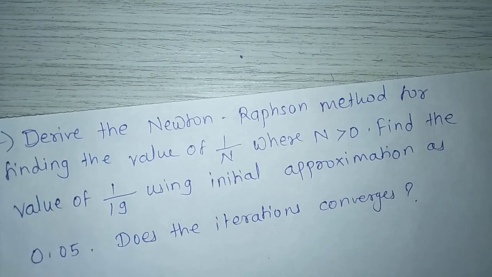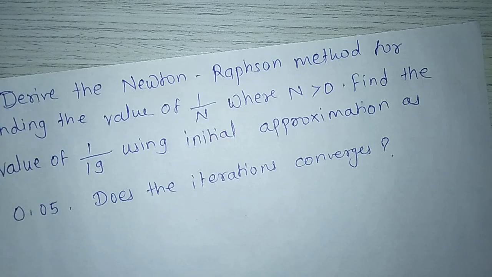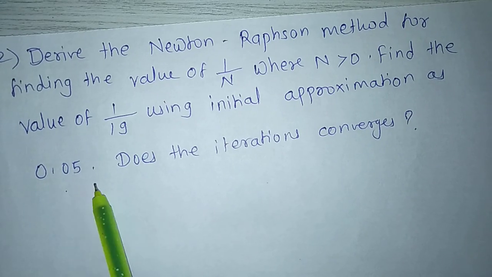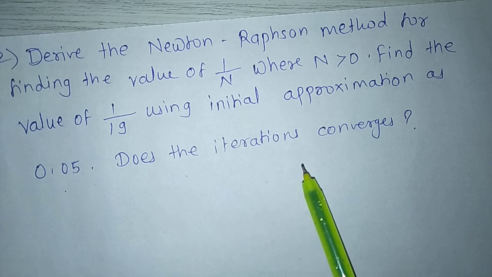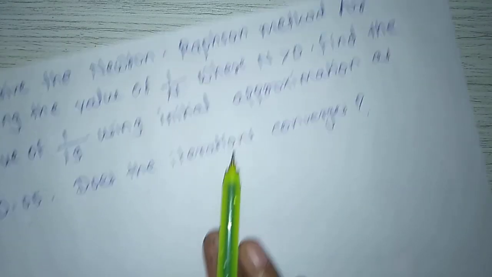Now the second example is: derive the Newton-Raphson method for finding the value of 1 upon n, where n is greater than 0. Find the value of 1 upon 19 using the initial approximation 0.05. Do the iterations converge?